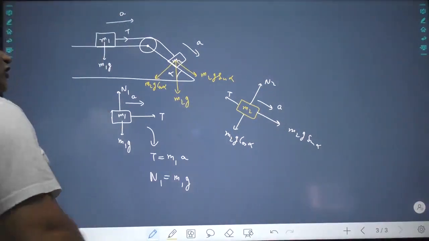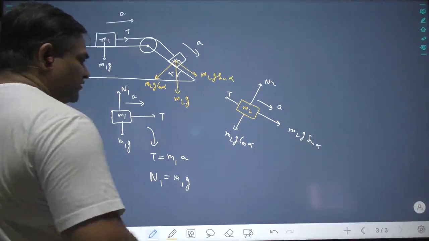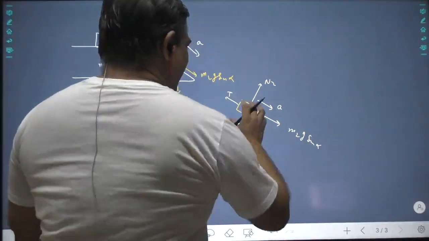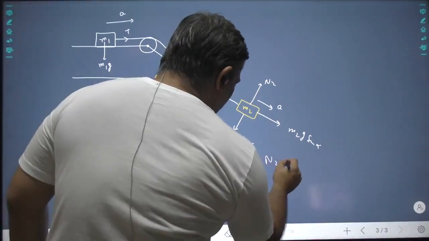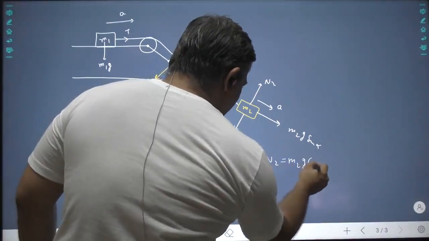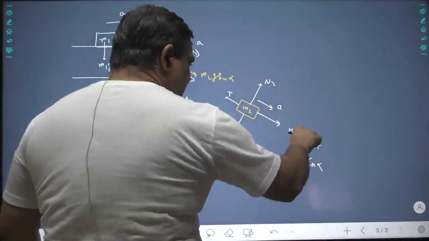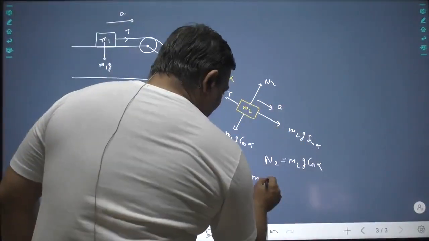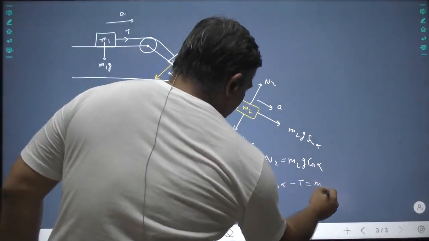How many of you got this right? Yes, sir. Very good. Now let us write down no motion along this. So N2 should be equal to M2G cos alpha, and for motion along this, this force is greater than this. So M2G sin alpha minus T should be equal to M2A.